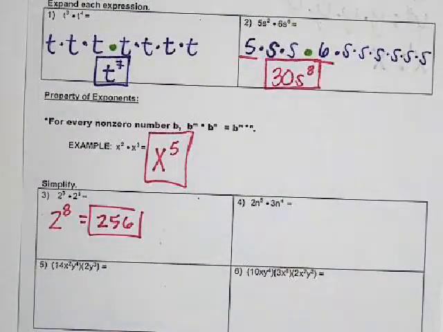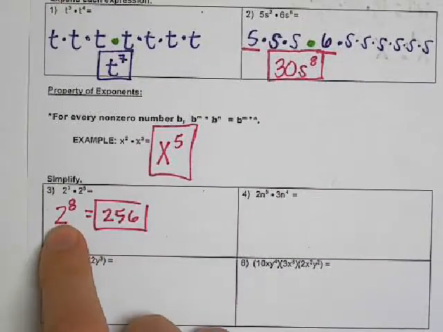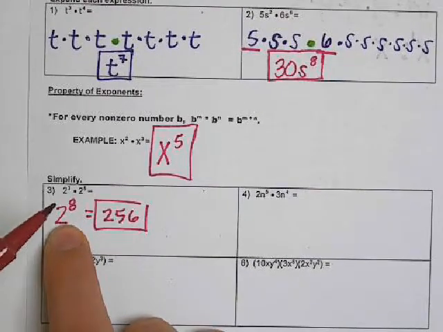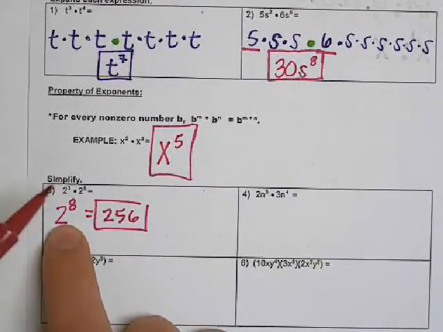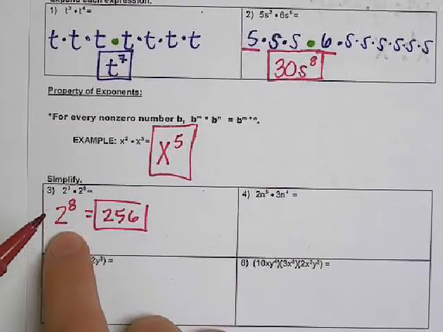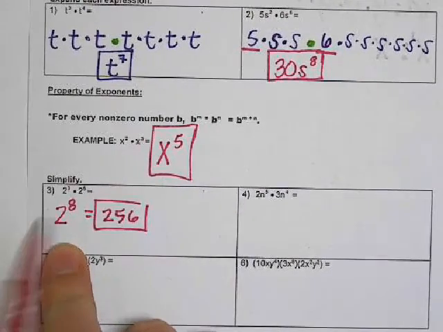Okay? Why did I go from 2 to the 8th all the way to this? Why did I not just leave this as my answer? That's because there's 8 2s. See how it says simplify? Okay. 2 to the 8th is not simplified all the way down. I can actually do that math, 2 to the 8th. And we did, and we got this.